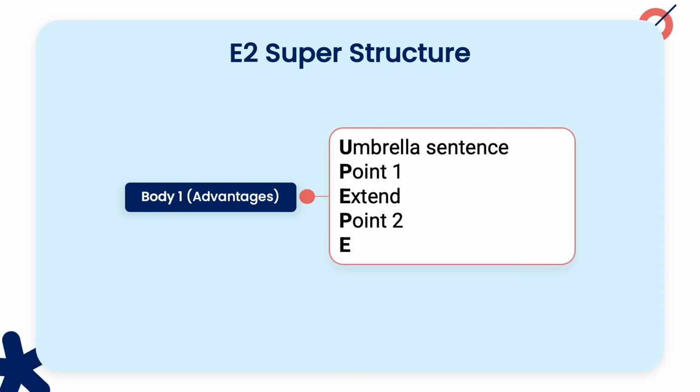Point 2 refers to our second advantage. And finally, we extend upon our second point. The second body paragraph will also follow the same structure. In this essay, body paragraph 2 is all about the disadvantages. So point 1 is about the first disadvantage, and point 2 refers to the second disadvantage. Both of these points should be extended with examples, reasons, and/or explanations.